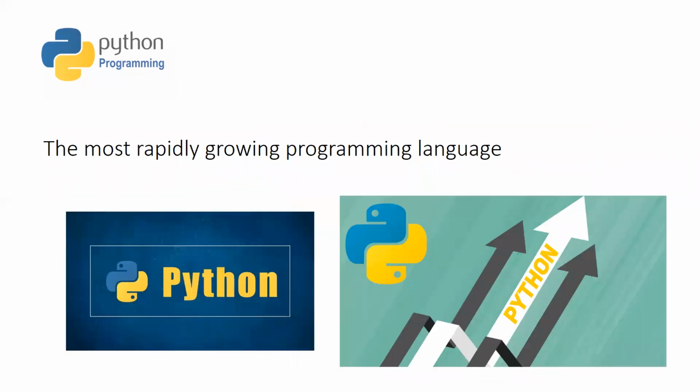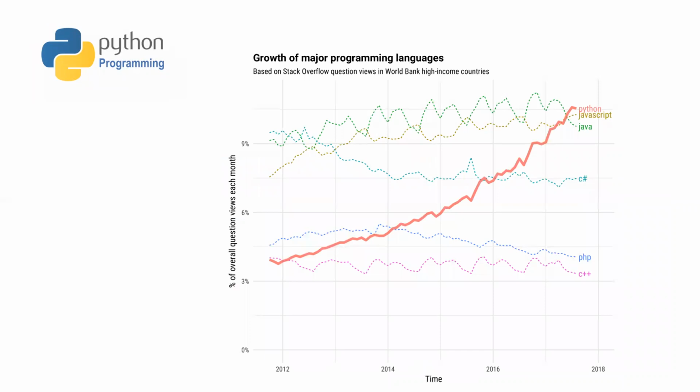Python is the most rapidly growing programming language in the community of informatics nowadays. The number of users of Python is increasing day by day, and it can be seen from this chart, which shows the queries asked on a very famous platform of programming experts called Stack Overflow. There people ask questions regarding their programming issues.